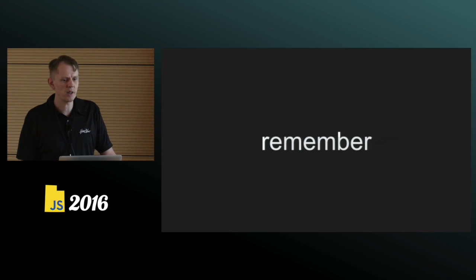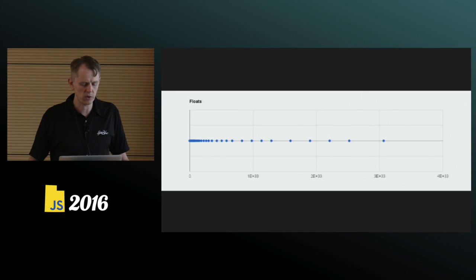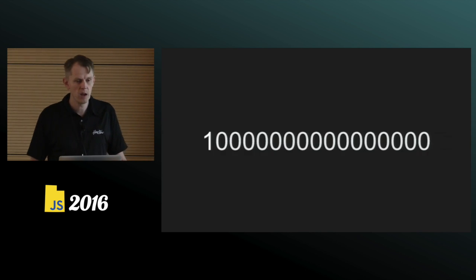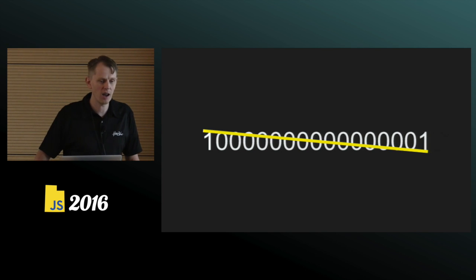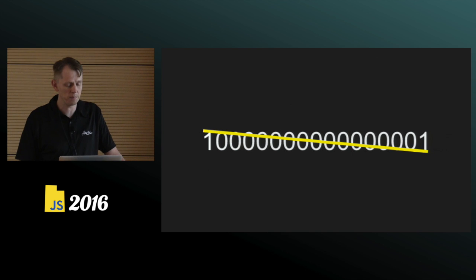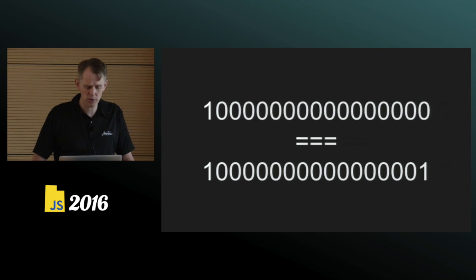So remember at the beginning of the talk, I was going to answer the question of why JavaScript treats 10 quadrillion as the same as 10 quadrillion and 1. Floating point numbers in JavaScript are less accurate as they get bigger. They can't represent all of the numbers as accurately as they can with smaller numbers. JavaScript can accurately represent the number 10 quadrillion. And it can accurately represent the number 10 quadrillion and 2. It cannot accurately represent the number 10 quadrillion and 1. And so it truncates it or rounds it down to 10 quadrillion. And so that is why 10 quadrillion is equal to 10 quadrillion and 1 in JavaScript.